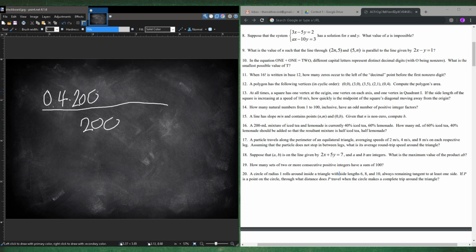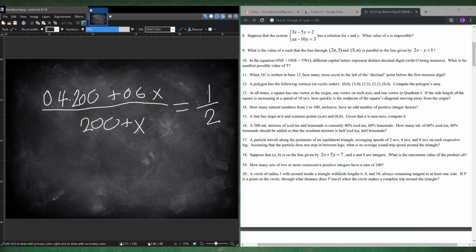And how many milliliters of the 60% iced tea and 40% lemonade should be added? So let's say you add x amount, and of that x amount, 60% is iced tea. You add 0.6 times x, right? So that's the total amount of iced tea over the total amount, and that should equal 1/2, because that's an even amount.